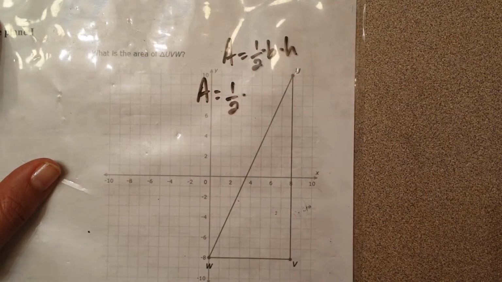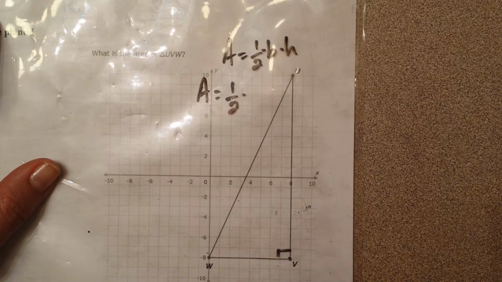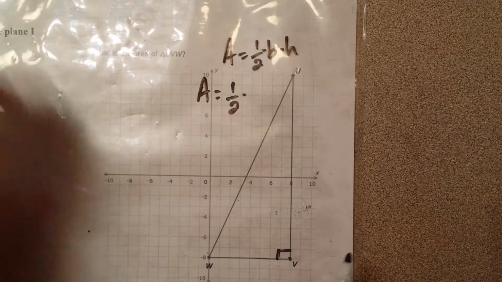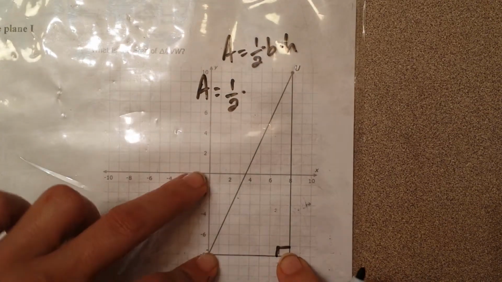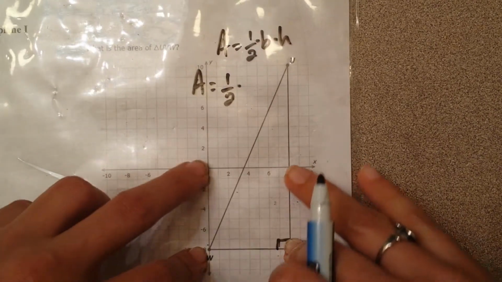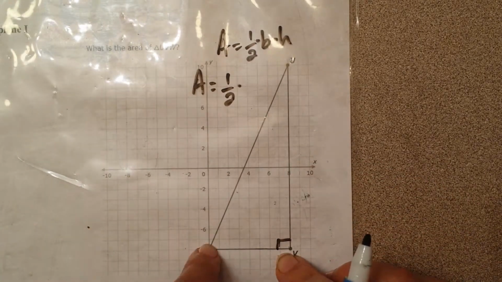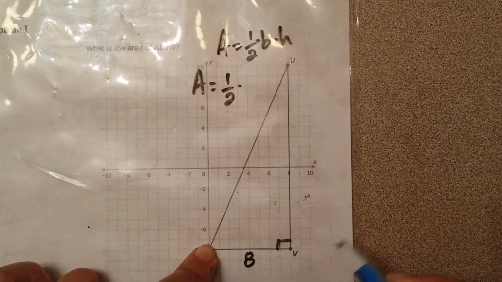Remember, the base and the height have to make a 90-degree angle. Okay, so there's the 90-degree angle. The base is from here to here. You can count the boxes 1, 2, 3, 4, 5, 6, 7, 8. But I find that to be a really long process. The distance between here and here, I can just look at the numbers, is the same as the distance between here and here. Do you see that those two distances are the same? And this goes from 0 to 8, so I know that that's 8.